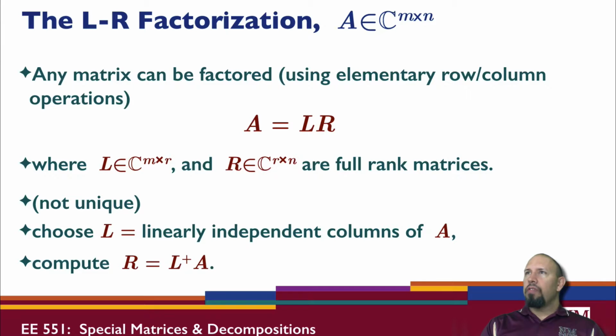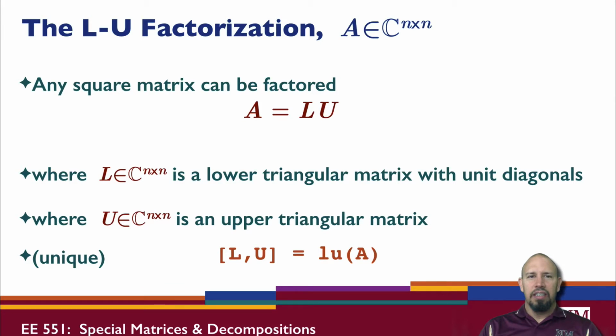All right, we've already seen this kind of thing before. Any m by n matrix can be factored into a product of two matrices, both of which are full rank matrices. So before we saw F and G. And in general, this is not unique. One way to do this is we choose L by choosing the linearly independent columns of A, putting those into a matrix and calling that L, and then computing R from L pseudo-inverse times A. So we've kind of seen this already. That's the LR factorization, left-right.